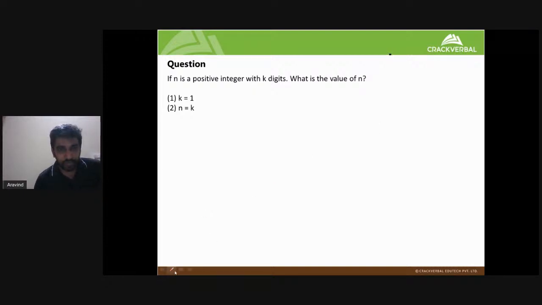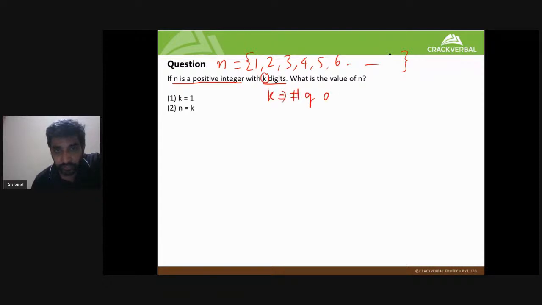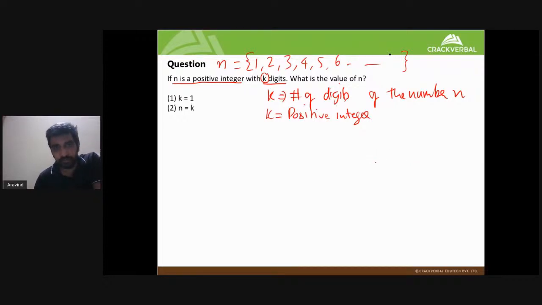Okay, so if n is a positive integer, so we know n belongs to this set of numbers. These are the positive integers. I'll just write it down here. If n is a positive integer with k digits, remember k represents the number of digits of the number n. And therefore, remember k should also be a positive integer. I mean, you don't have a 0-digit number, right? The smallest number you have is a 1-digit number.